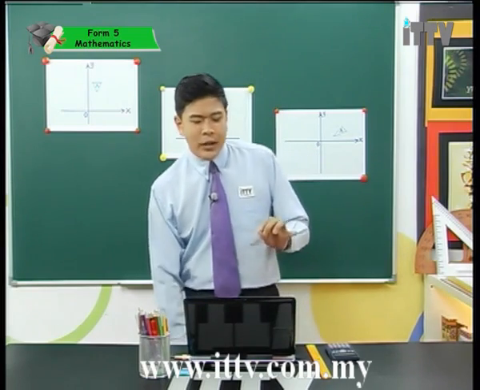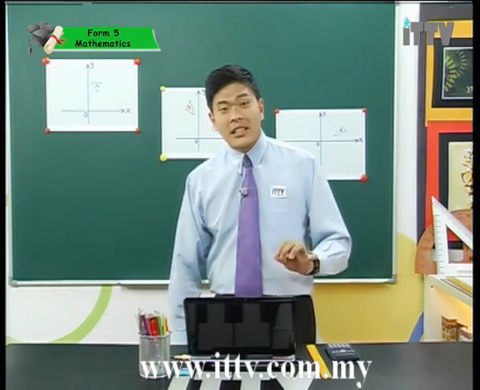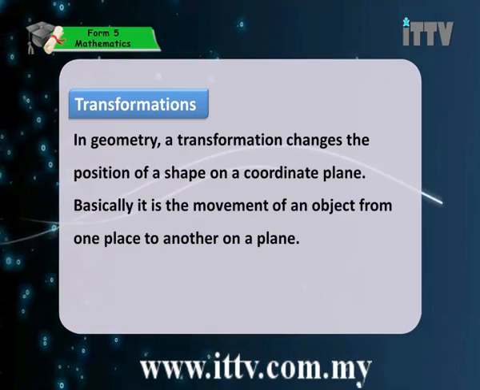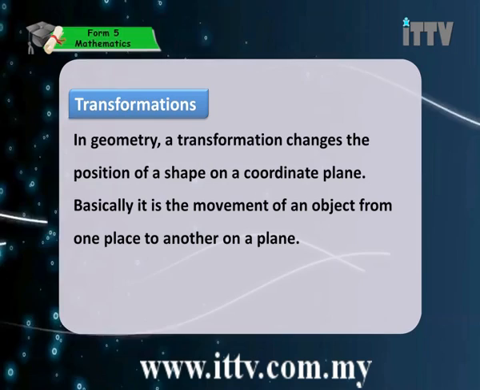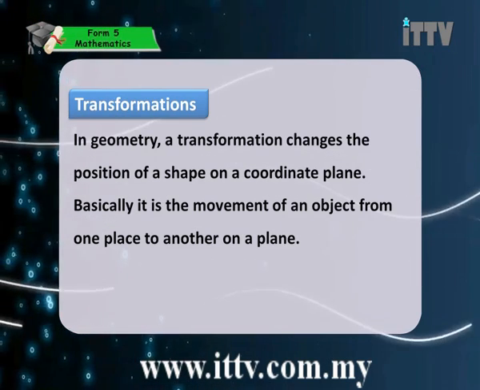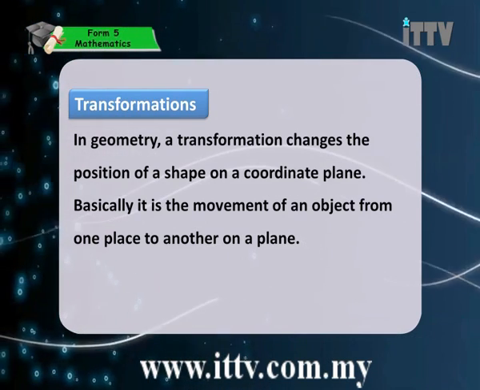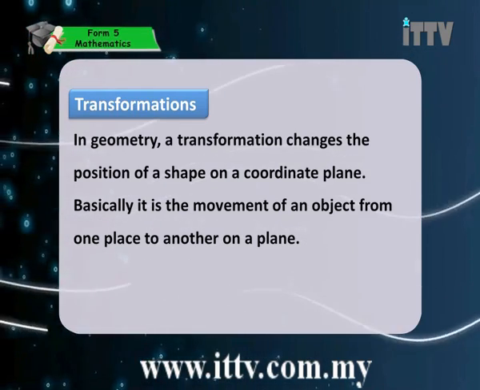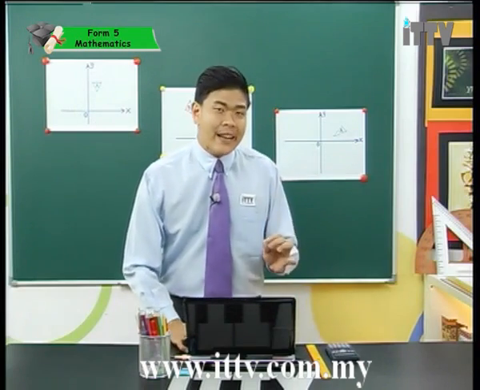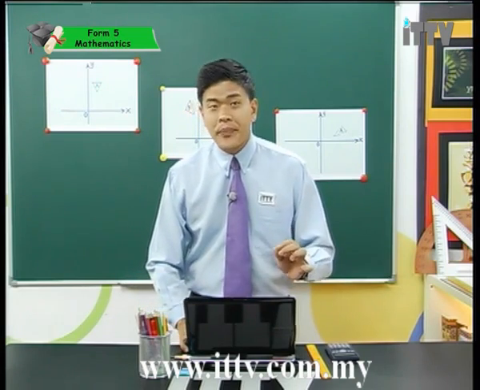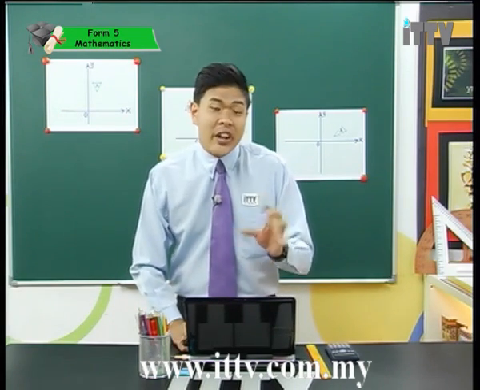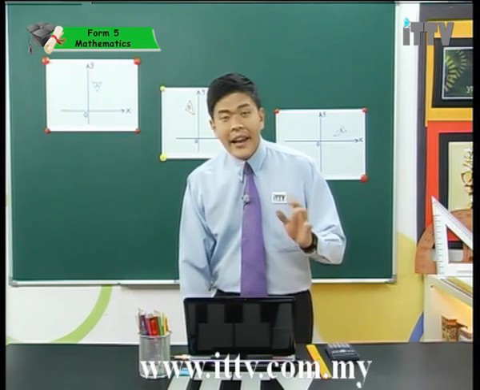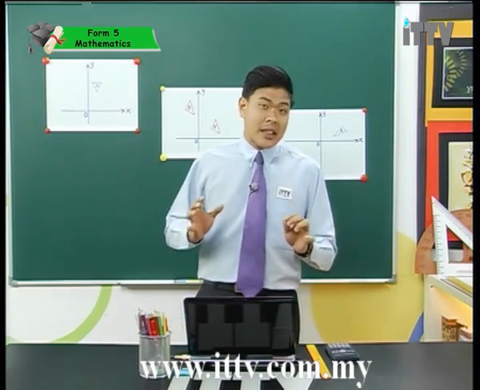So now let's take a look at some more important properties in transformations. In geometry, a transformation changes the position of a shape on a coordinate plane. Basically, it is the movement of an object from one place to another on a plane. Alright, so what we are dealing with right now is geometry. And when geometry is involved, shapes and spaces are involved. Now, let's take a look at the four transformations in mathematics again.